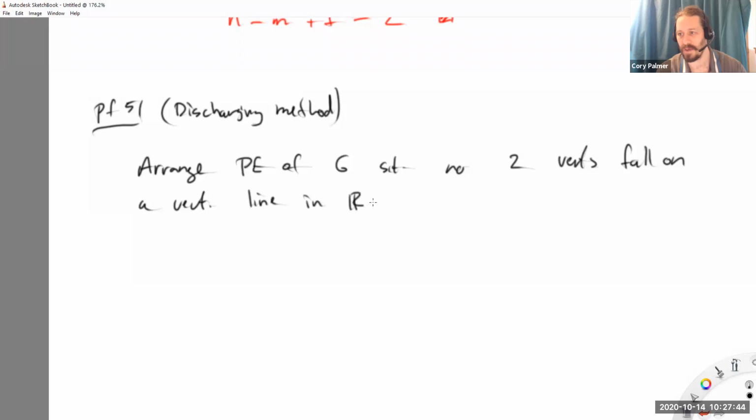Let me just emphasize, right? We're in R2. We're in the plane. So I'm talking about, the line isn't an edge. I'm just saying there's no vertical line in the plane that hits 2 of my vertices. Okay. So first of all, I have to justify this statement here. This is a little thought experiment.